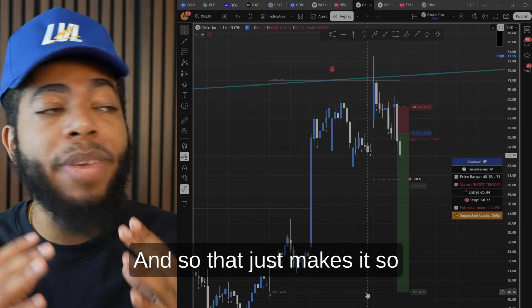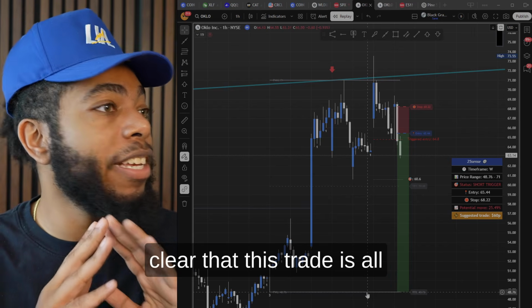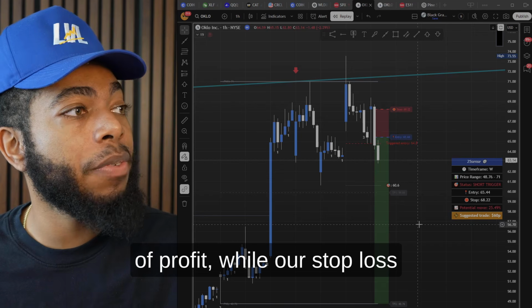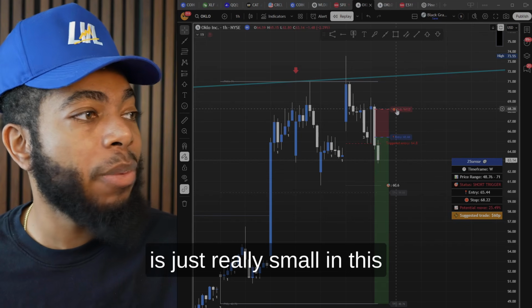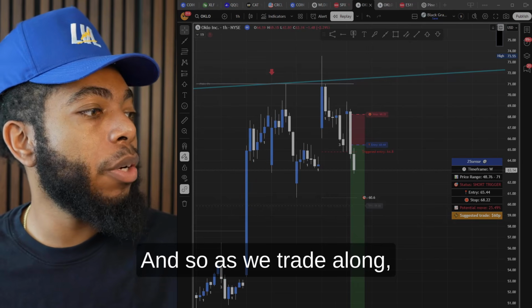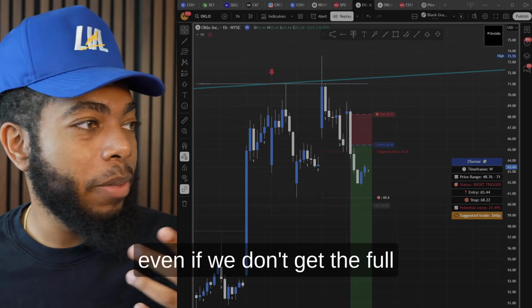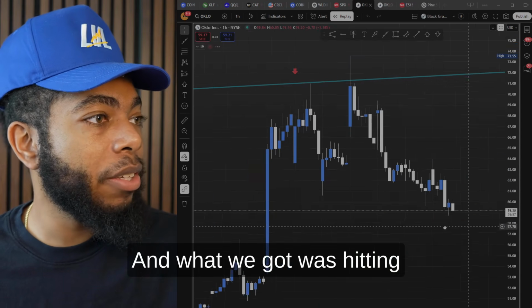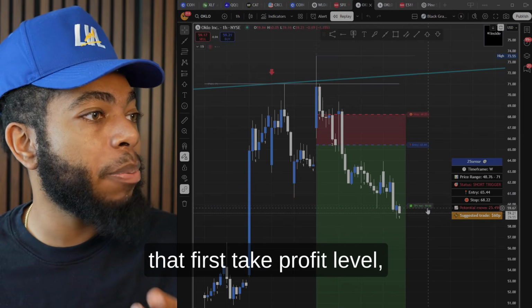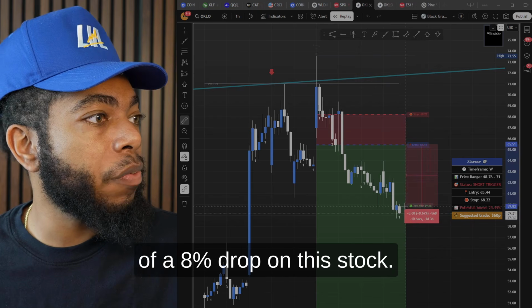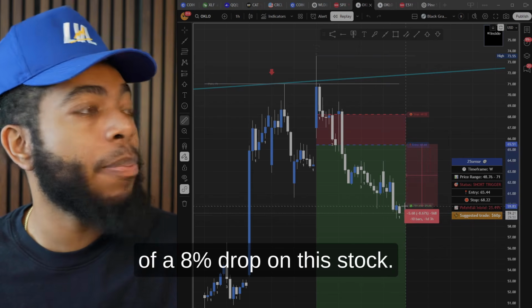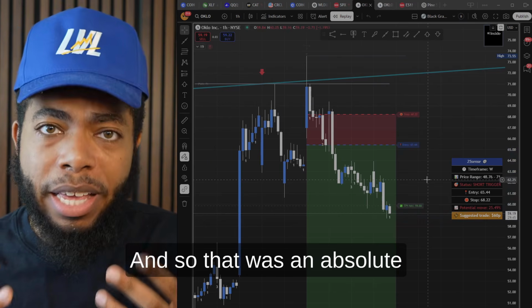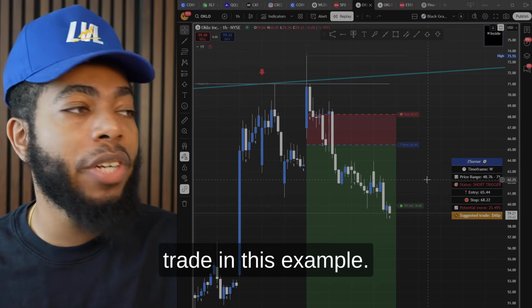And so that just makes it so clear that this trade is all the way worth it, where from our entry to our exit is a lot of profit, while our stop loss is just really small in this example, right? And so as we trade along, even if we don't get the full move, we are good. And what we got was hitting that first take profit level, which gave us a move of an 8% drop on this stock. And this was over the course of 3 days. And so that was an absolutely wonderful swing trade in this example.